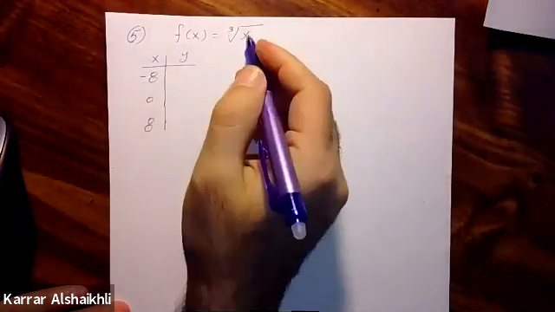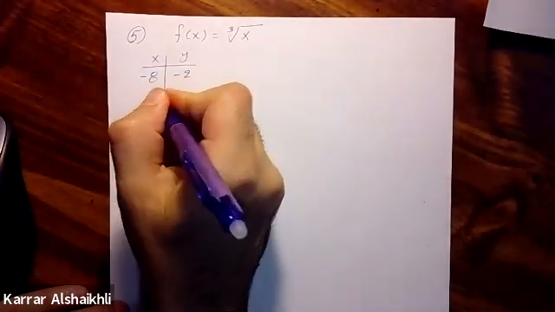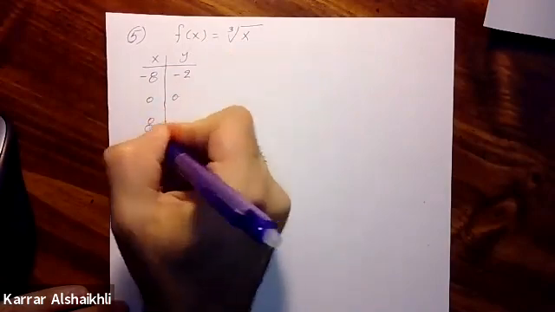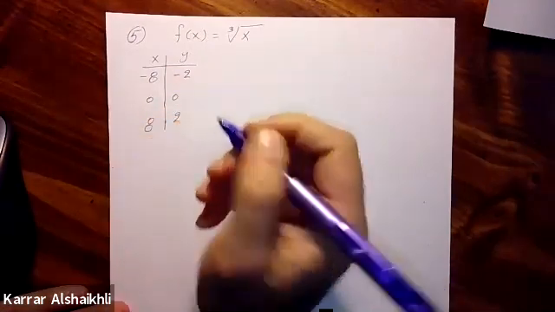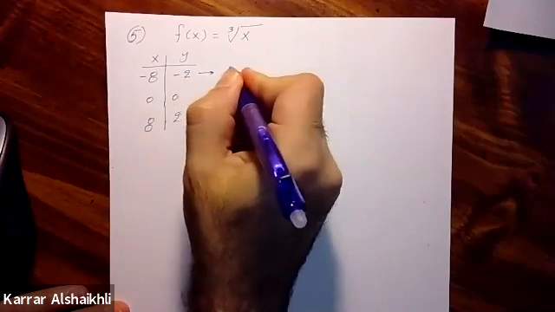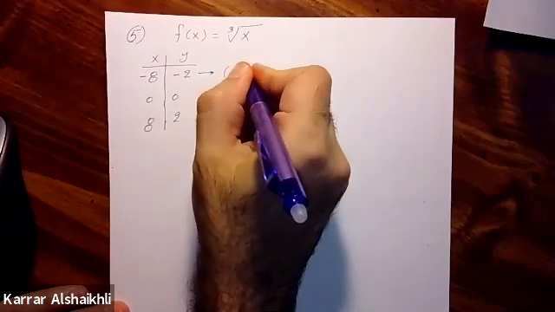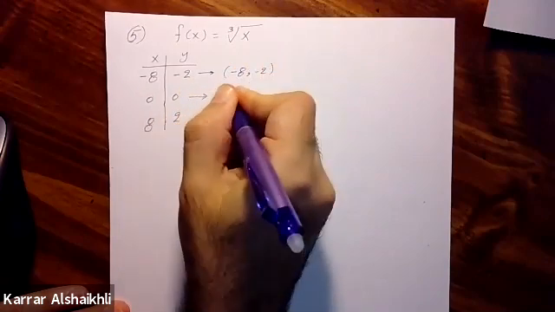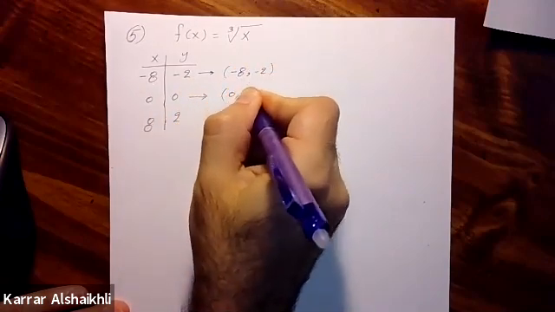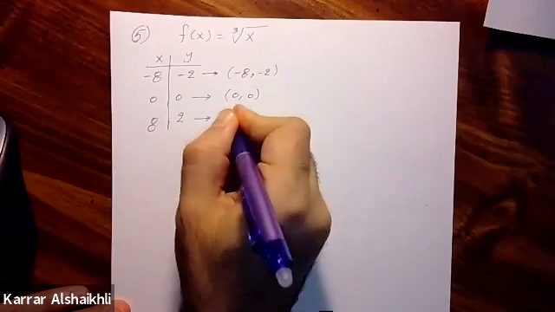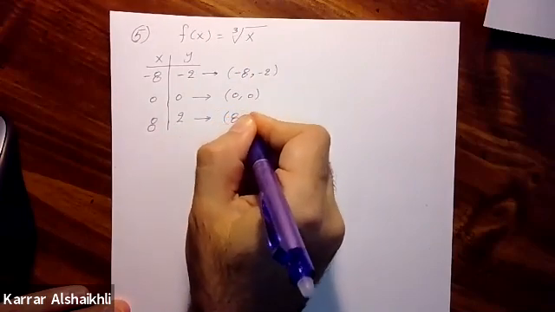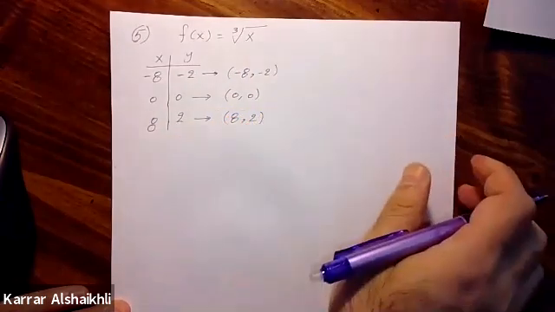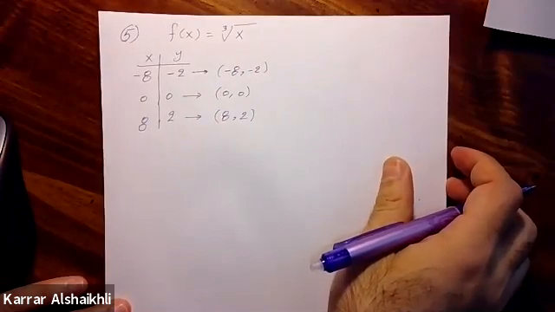So -8 plug in here is going to be -2. 0 plug in here is going to be 0. 8 plug in here is going to be 2. So the first point is -8 and -2. The second point is 0, 0. The third point is 8 and 2. So here are the 3 points.